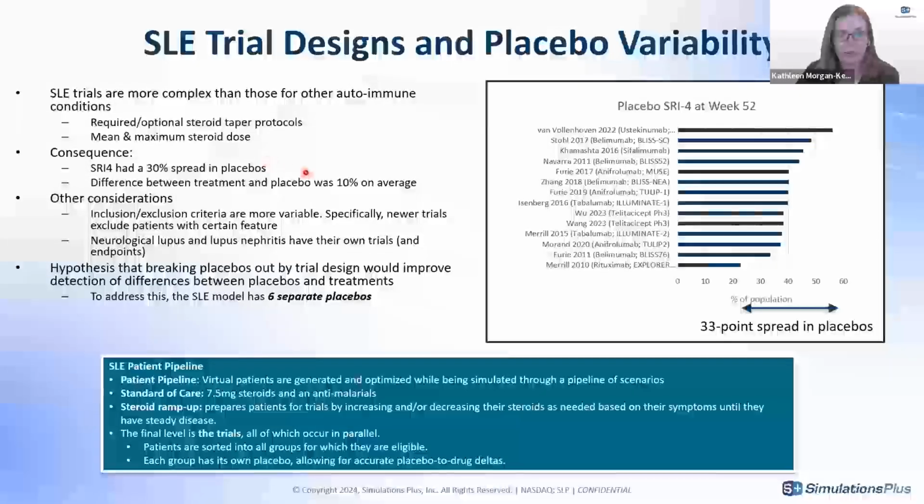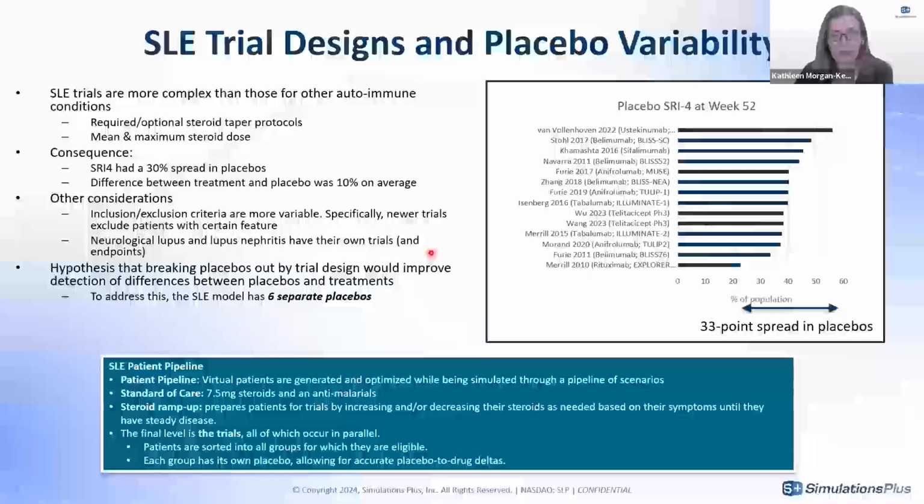The consequence is shown in the graph on the right, where variability in the placebo SRI-4 response can be seen as having a 33-point spread across various trials. And this is a large challenge because the difference in treatment for these trials often was around 10%. Other considerations in clinical trials include inclusion-exclusion criteria, which can also be variable, with newer trials excluding patients with certain features. As I mentioned, neurological lupus and lupus nephritis are now getting their own trials.